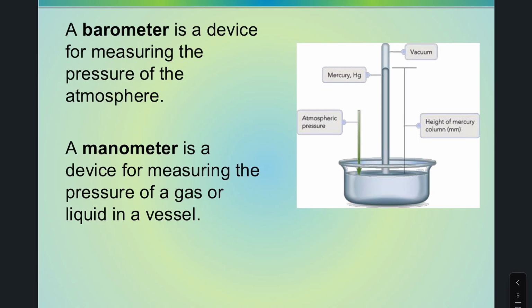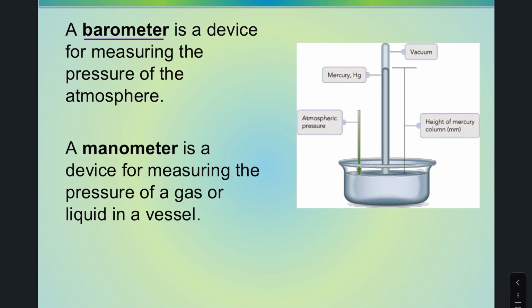Okay, so there are 2 ways that we usually measure pressure. Pressure is measured with a barometer, which measures the atmospheric pressure. So when you're listening to the radio or watching the news and they talk about the atmospheric pressure, they use a barometer to tell you that. This is how they can predict the likelihood of a storm coming, based on pressure differences in the atmosphere.